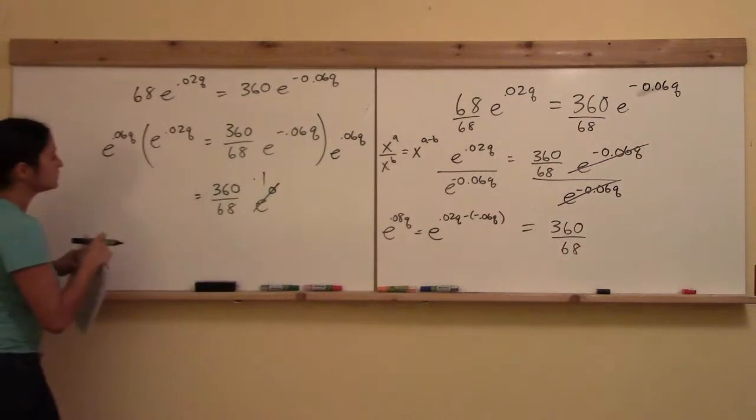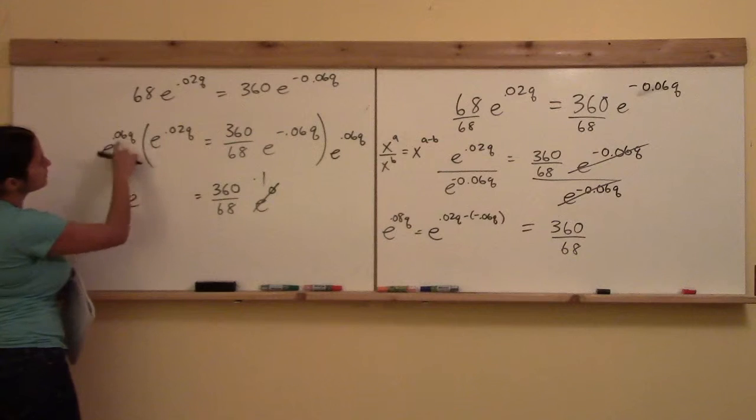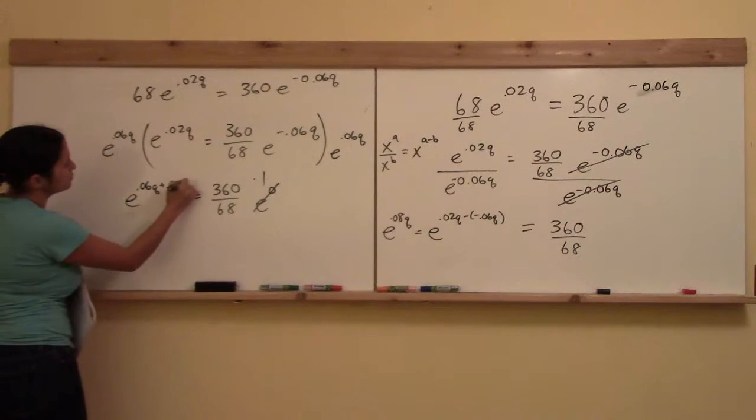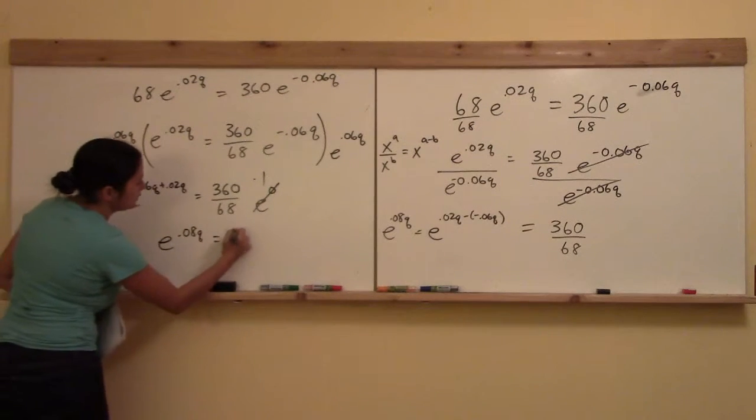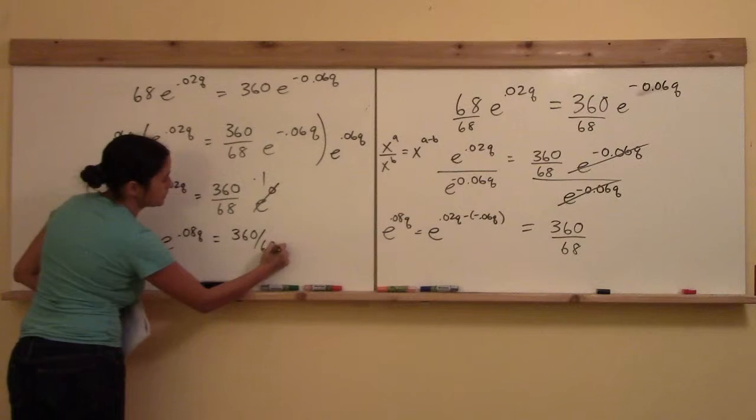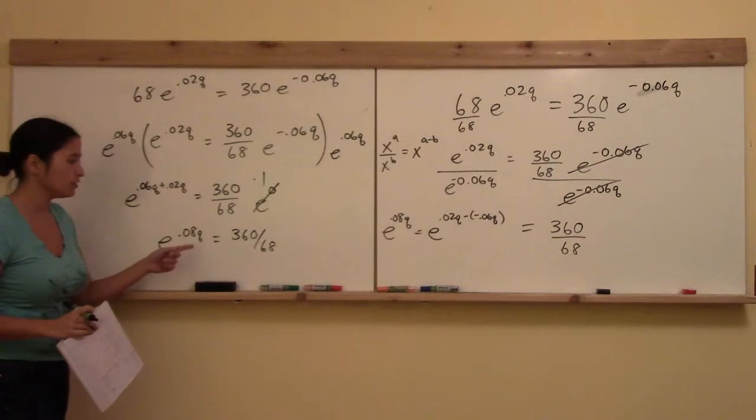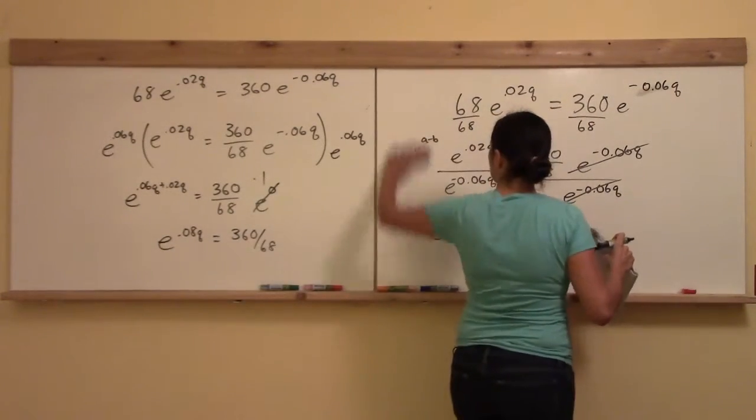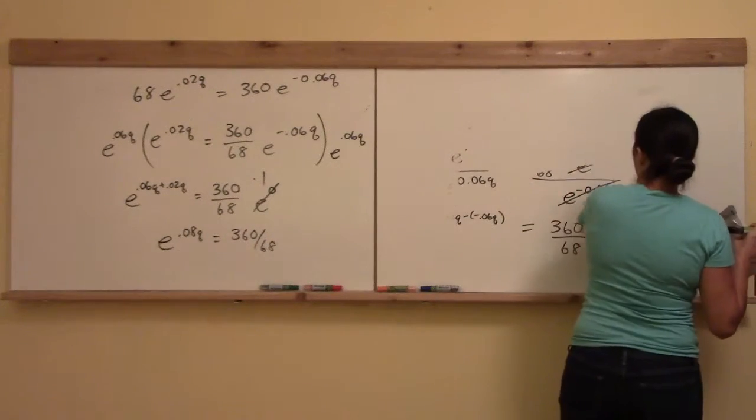And then you'll see that if I went this way, and I used the additive rule, just like I did on the other side, that would be 0.06q plus 0.02q, and so that's why I would get e to the 0.08q is equal to 360 over 68. Okay, so either way, I end up saying e to the 0.08q is 360 over 68. And then I'll just erase a little work here. And hopefully you know how to finish out the rest.